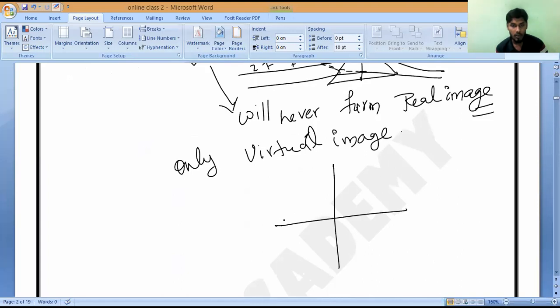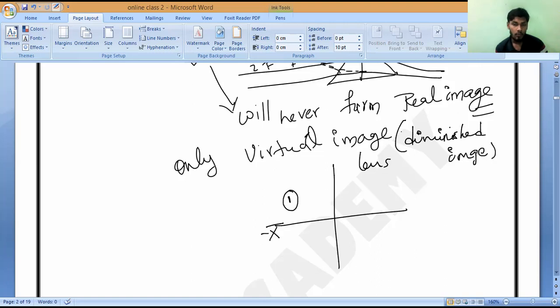Virtual image in the case of a lens always forms on the minus x-axis, that is the x dash coordinate, the first coordinate. So the virtual image will always form here, on the minus x coordinate, and that virtual image is always a diminished image. Blindly you should remember. So from this I can say V is always negative or positive? Negative.